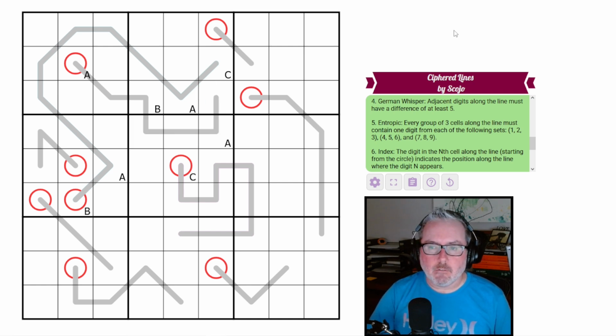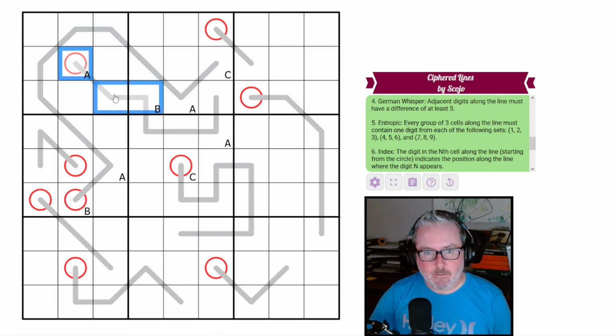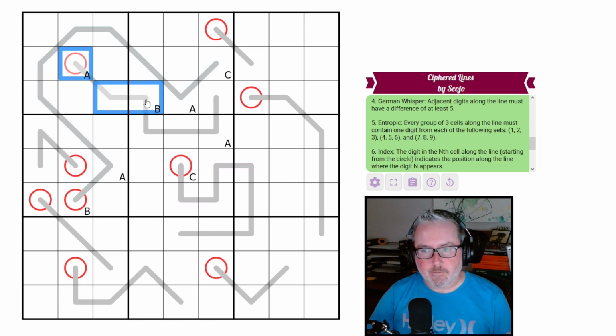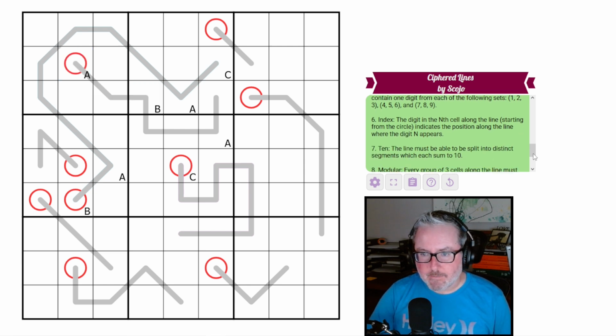Entropic. Every group of 3 cells along the line must contain 1 digit from each of the following sets. So if this is a 5, this would be entropic, and therefore these 3 digits, then these 3 digits, and then these 3, etc. down the line, would be 1 digit from each of the sets, which are 1, 2, 3, 4, 5, 6, and 7, 8, 9. Then we have indexing.